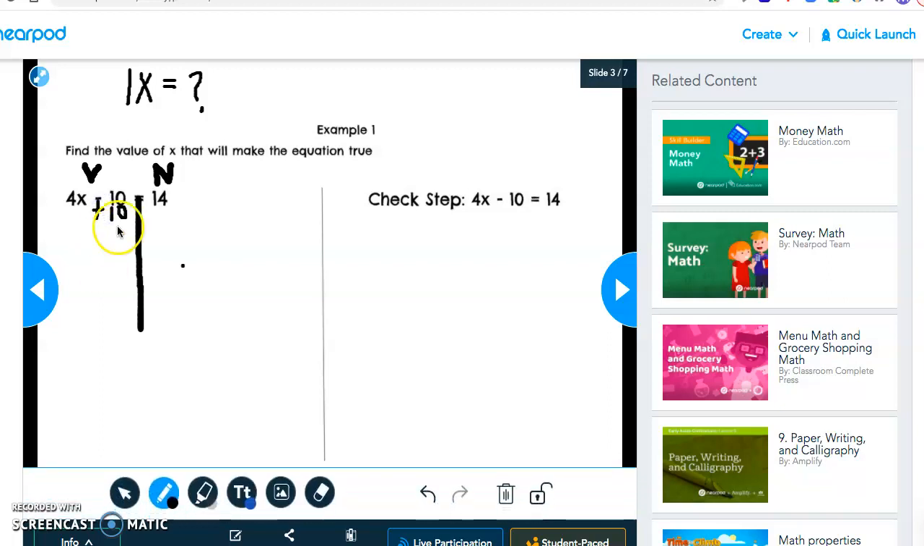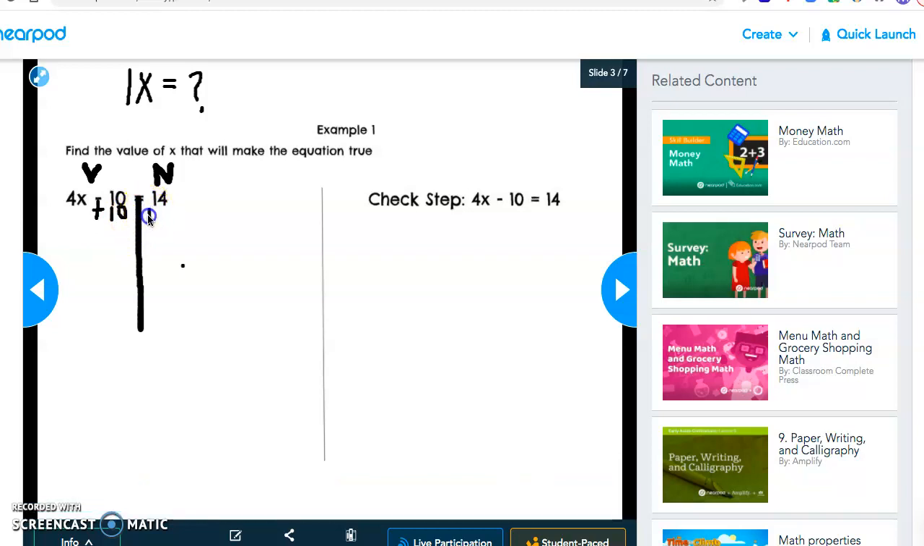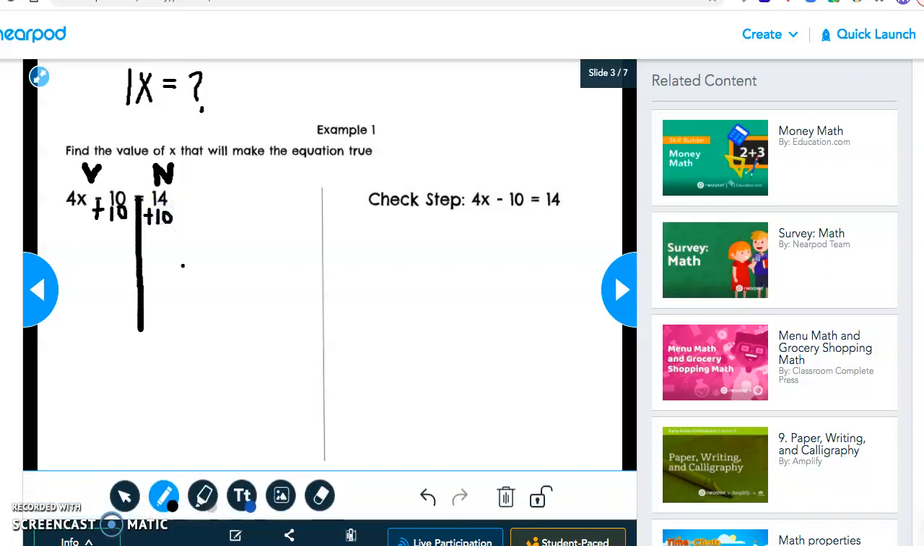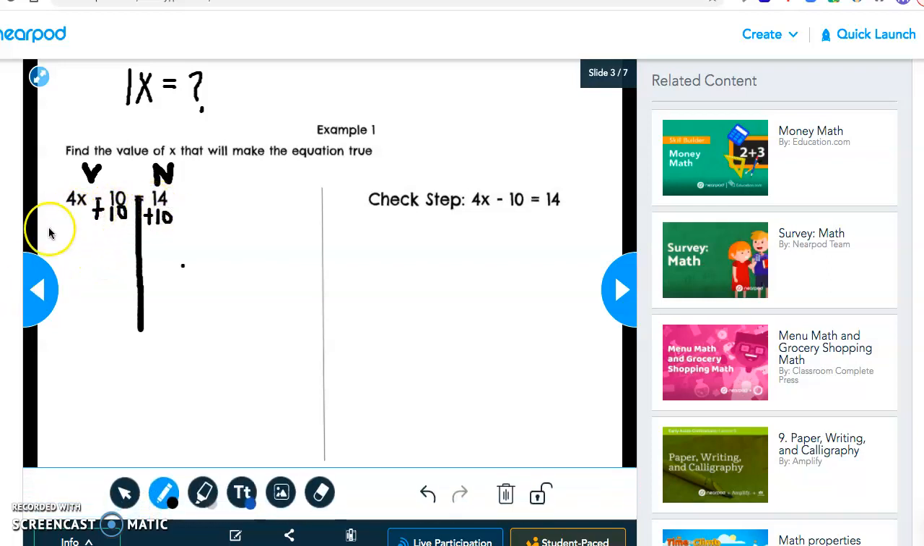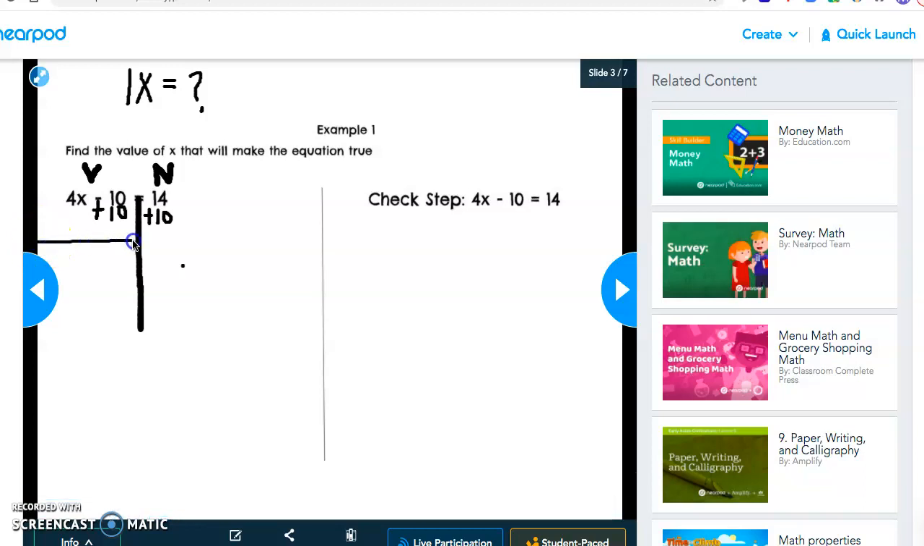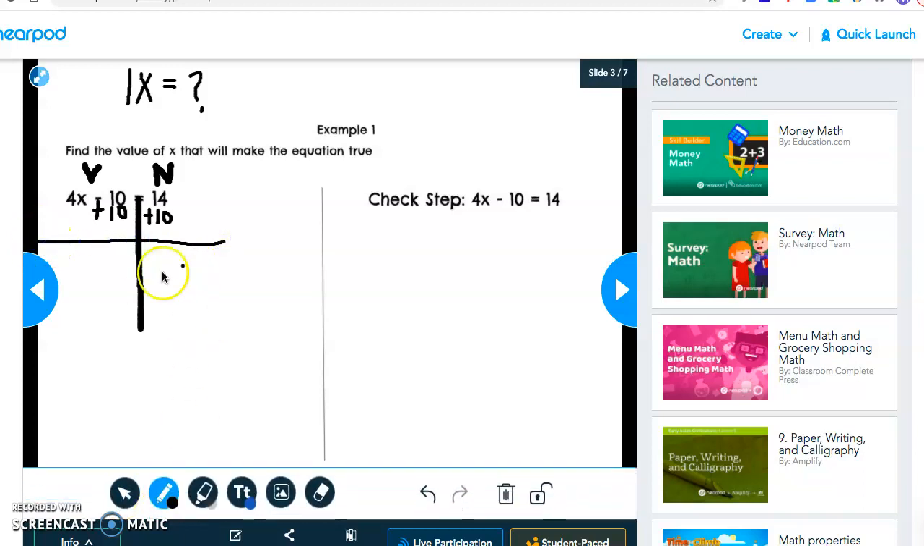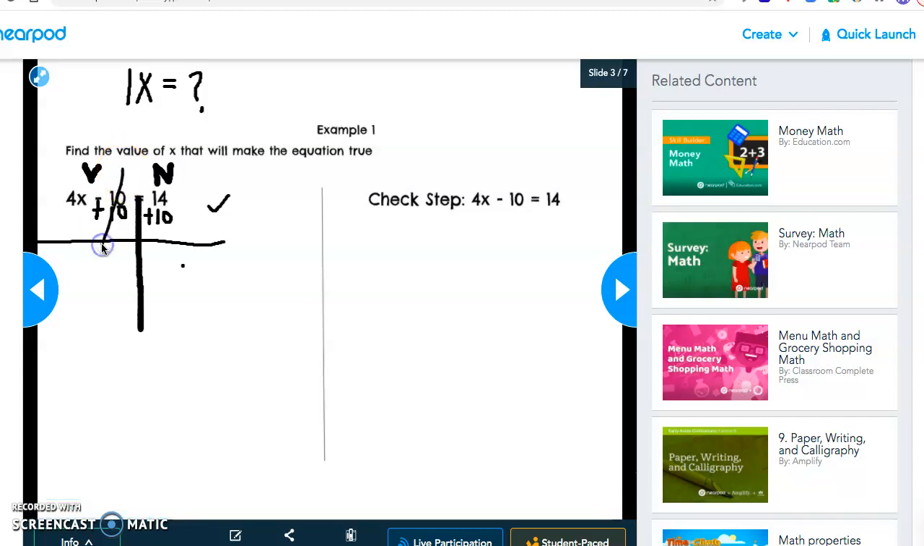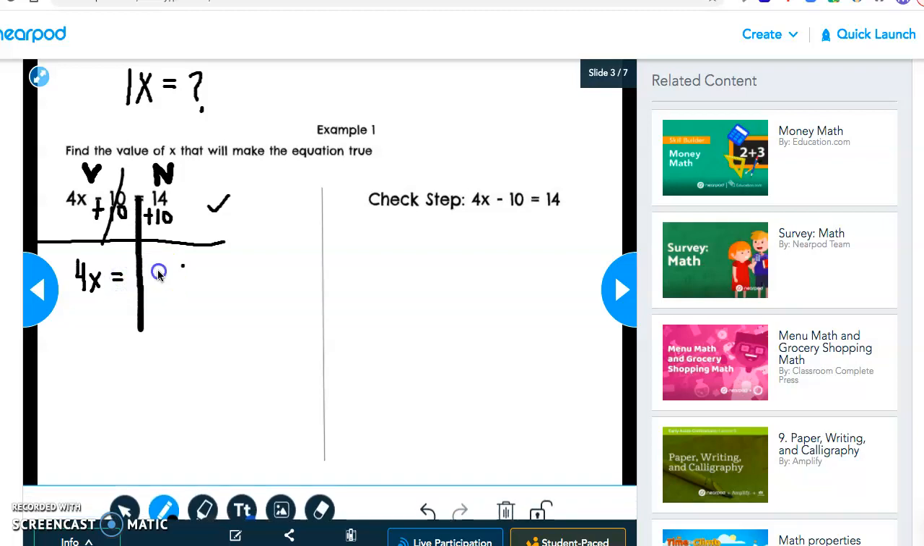And as we learned yesterday, anything I do to one side, I have to do to the other. Remember Jaden and his dino nuggets, right? So we add 10 on both sides, and then we draw a line right here to show us that we are done with the first step. Minus 10 plus 10 gives me 0, so that cancels out, and then I get 4x equals, and then we have 24.